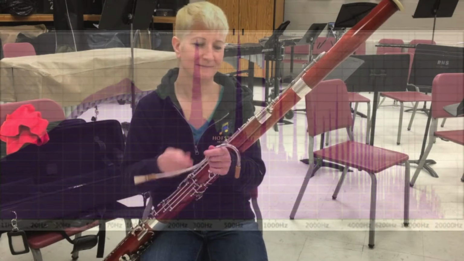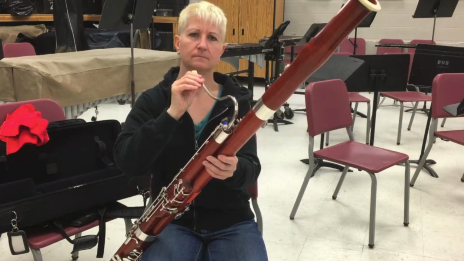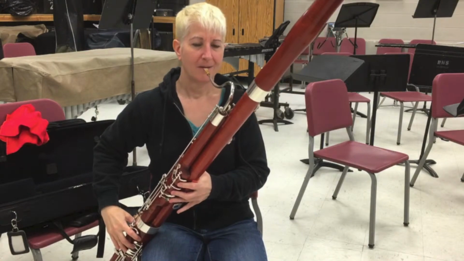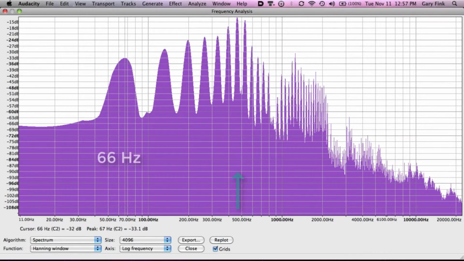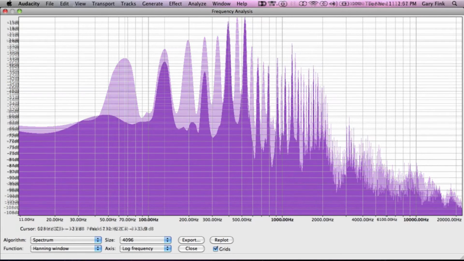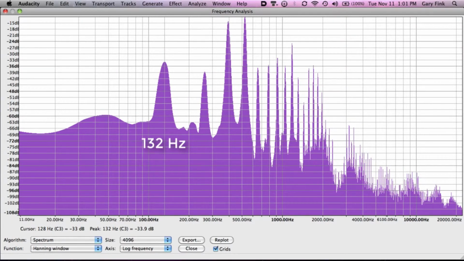Now, after attaching the bocal to the bassoon, here's a spectrum of a low C played by a bassoon. Notice that the highest peaks happen at about 500 Hz, and the next peak of harmonics is about 1300 Hz, another around 1800 Hz, and another around 3000 Hz. Here's the spectrum of the next C. Notice that the harmonics are now spread further apart, multiples of 132 Hz rather than 66 Hz. But the peaks are still near 500, 1300, 1800, and 3000 Hz.